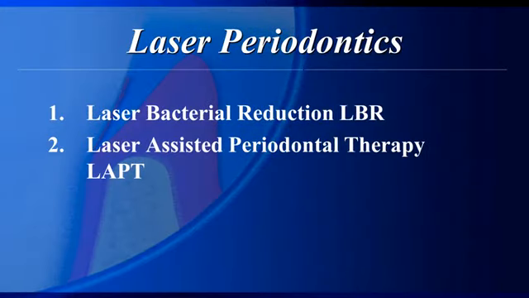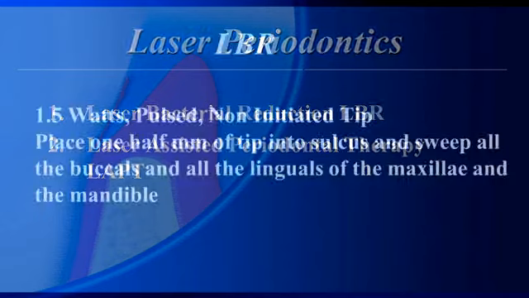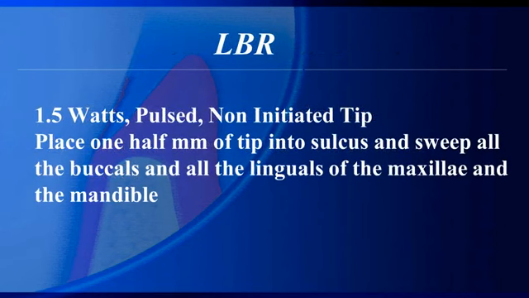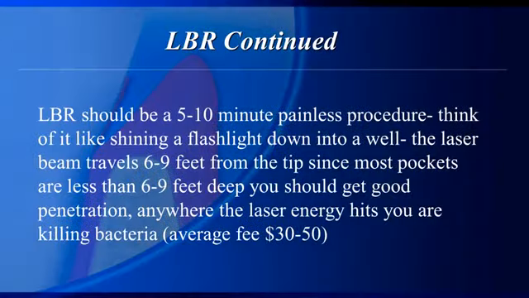So we do LBR before every cleaning appointment, and LBR is also one of the steps we perform when we do laser-assisted periodontal therapy. Now, we'll talk about LBR first. As I mentioned, 1.5 watts, pulse power, non-initiated or non-pigmented tip, 0.5 millimeter into the sulcus, sweep all the buccals and linguals. A diode laser will shoot 6 to 9 feet from the tip, and most periodontal pockets are less than 6 to 9 feet deep. Even here in Arkansas, most periodontal pockets are less than 6 to 9 feet deep. So unless we've got a mechanical obstruction, we should be able to get our laser energy all the way to the bottom of that periodontal pocket.